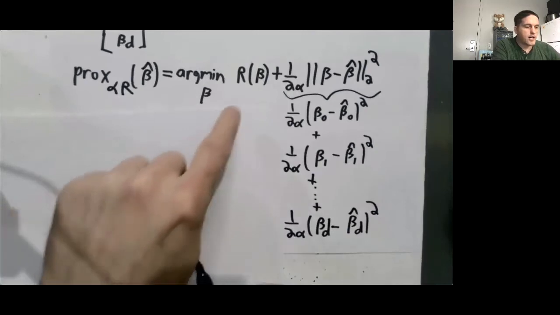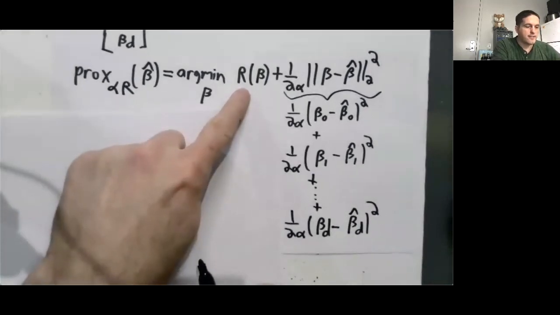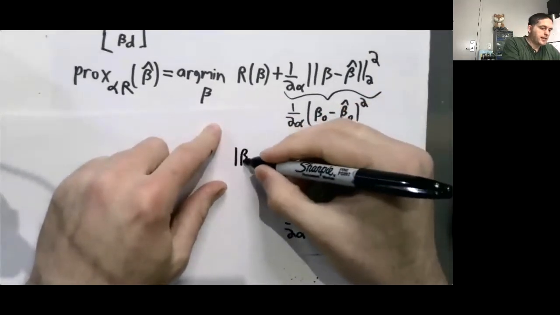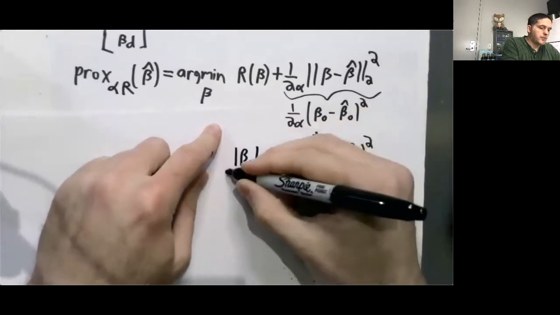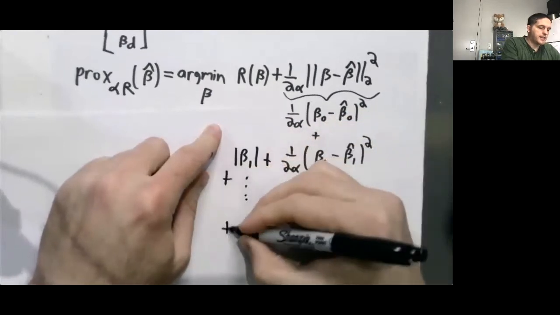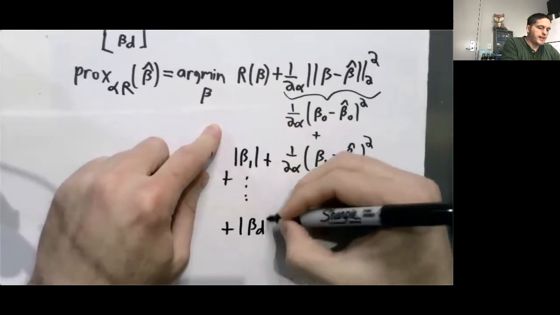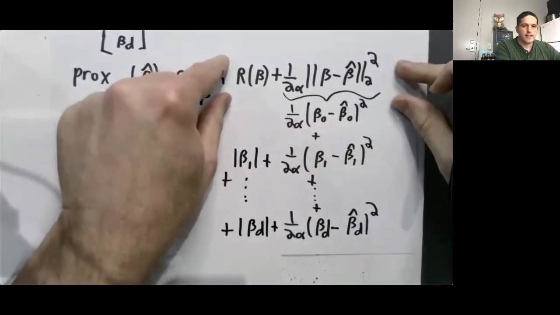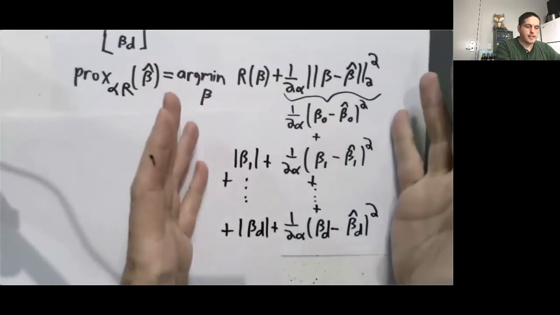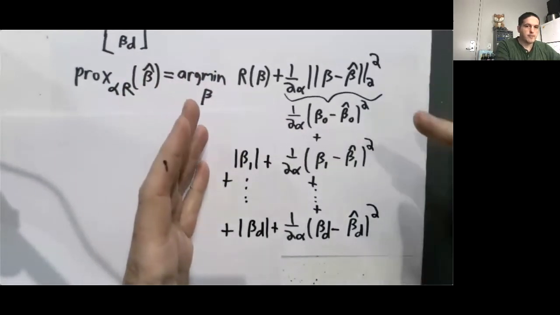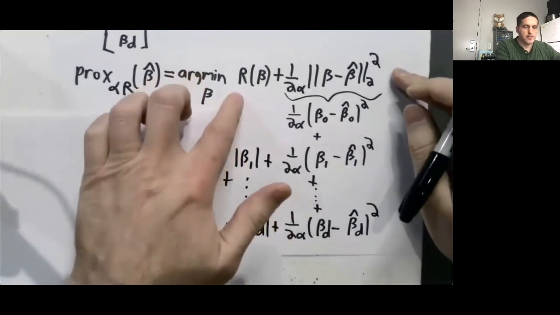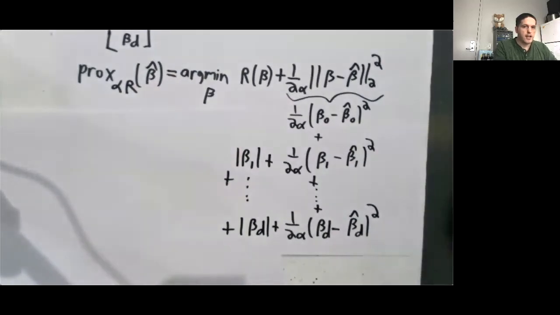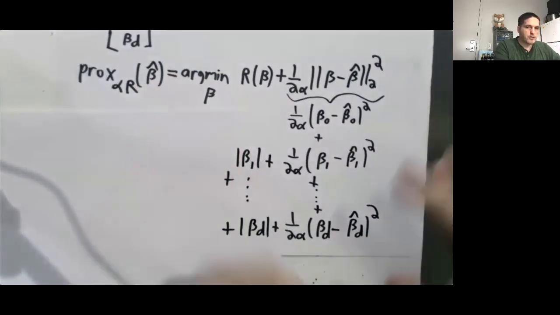And let's write out r of beta in more detail. R of beta is equal to the absolute value of beta 1 plus dot dot dot plus the absolute value of beta d. So this objective function, written out in more detail, is the sum of all these terms. And to minimize this objective function with respect to beta, we have to minimize the sum of all these terms. But once again, this is a separable sum.